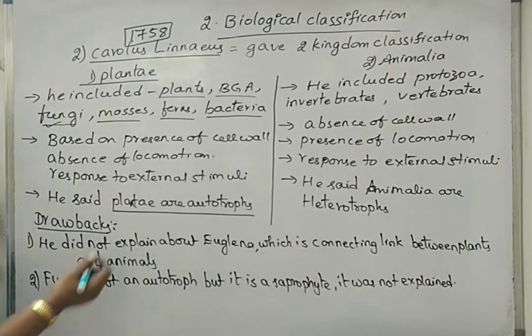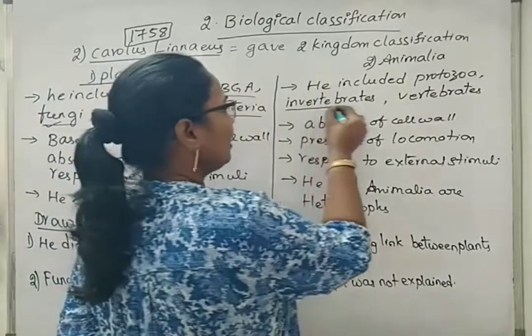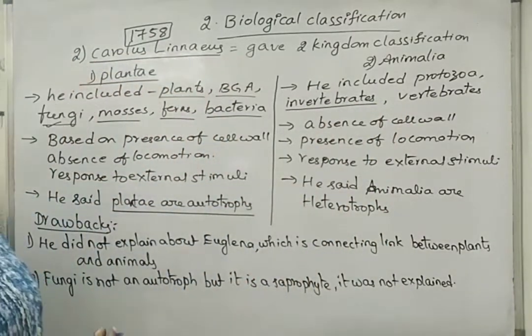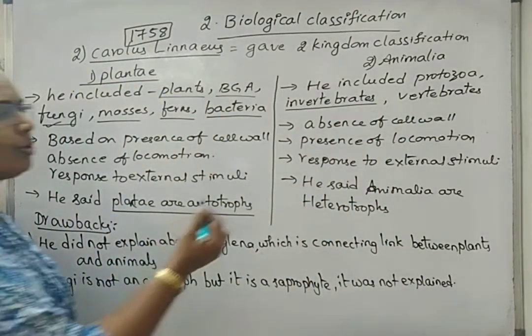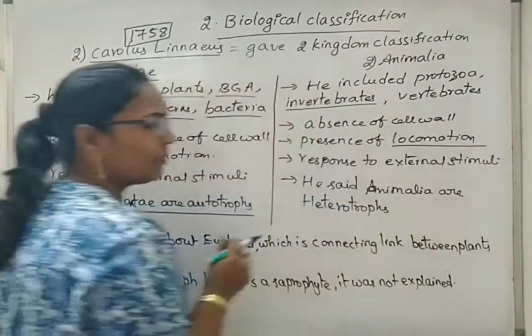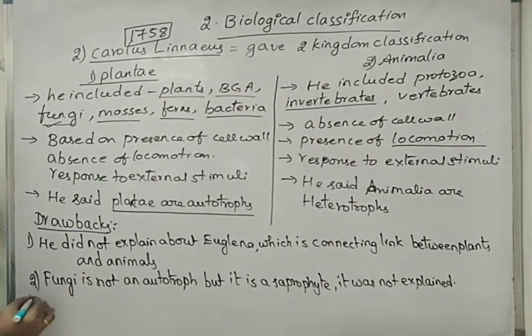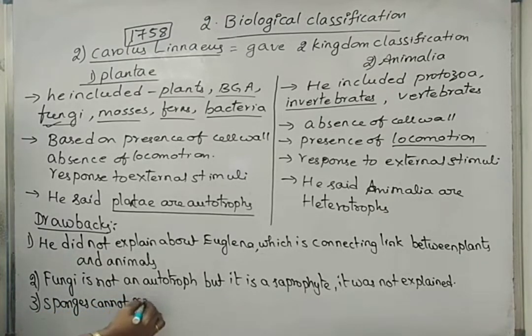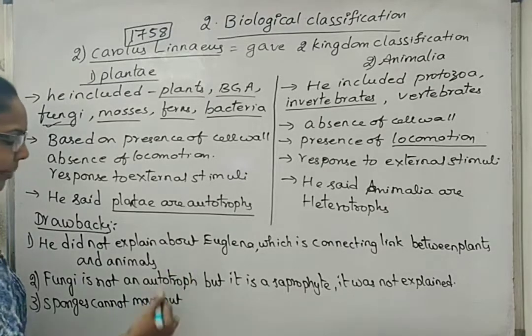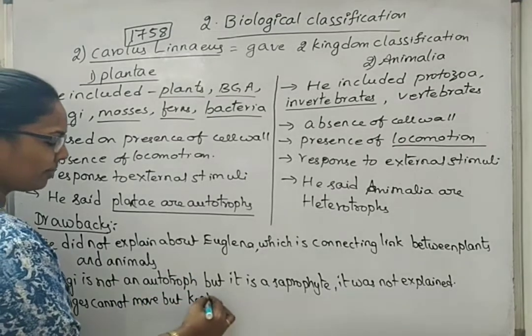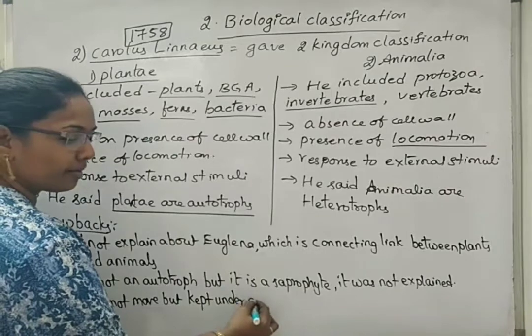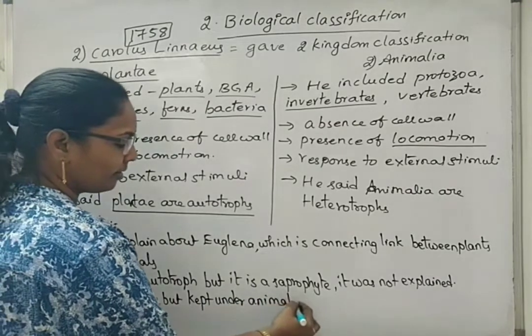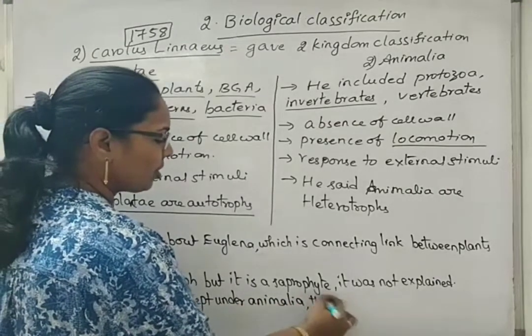Next, in the case of animals, under invertebrates, we have sponges. Sponges do not show locomotion. If that question was asked, that was also not explained. Sponges cannot move, but are kept under Animalia. This was also not explained.